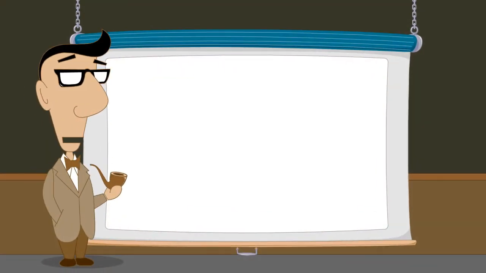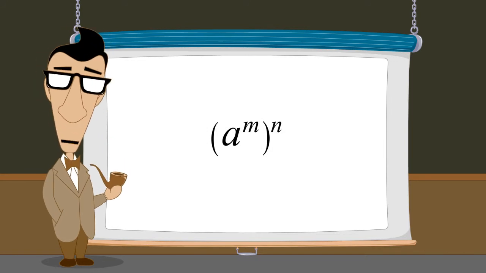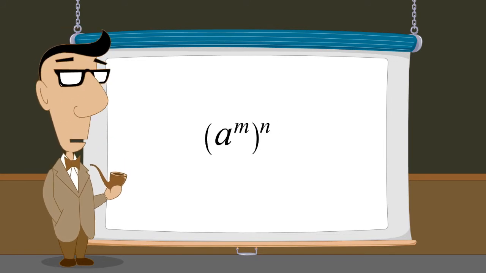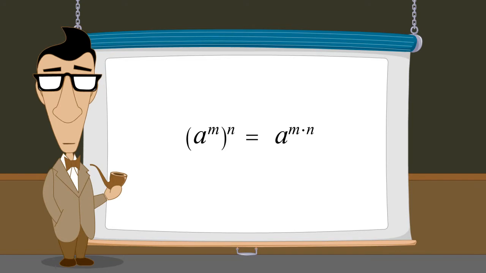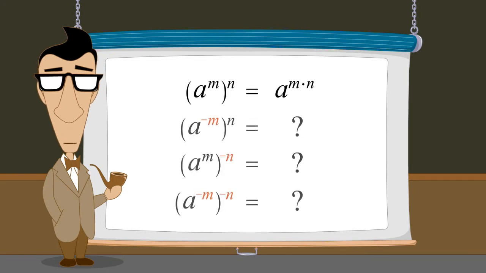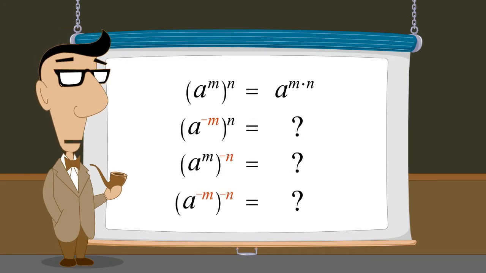So far we have seen that any term with an exponent of m raised to the nth power is equivalent to that term with the 2 exponents multiplied. But what if one or both of the exponents are negative? Will we still get the correct result when we multiply the exponents?